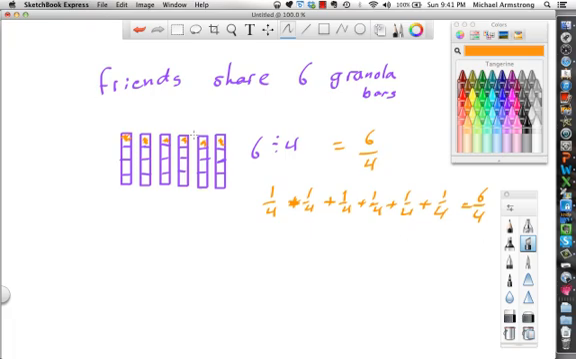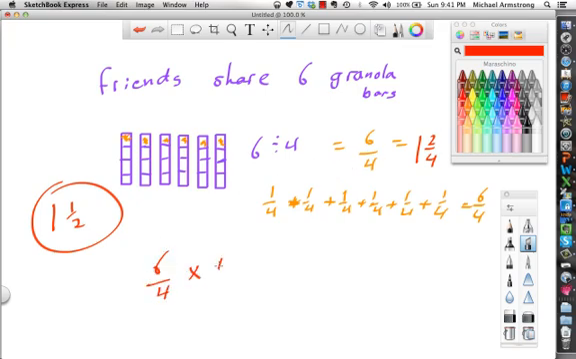So you can see that. And then we have to simplify that. 6/4 is the same as 1 2/4, which is the same as 1 1/2. So they get 1 1/2 granola bars each. And I think that makes sense. Can we go backwards? Could we figure out if 6/4 times 4 is equal to 6? This would be working backwards, just to check our work.